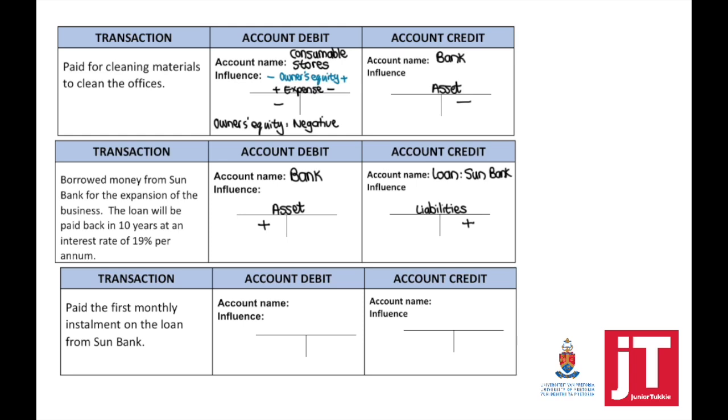So the two accounts involved is bank, because we made a payment. And who did we pay the money to? To loan, and we have to be specific what is the name of the bank. Loan is regarded as a liability, and as soon as we pay back the money, it means our liabilities is going to decrease. Money went out of our bank account. Bank is regarded as an asset, a current asset, so our current assets will decrease.